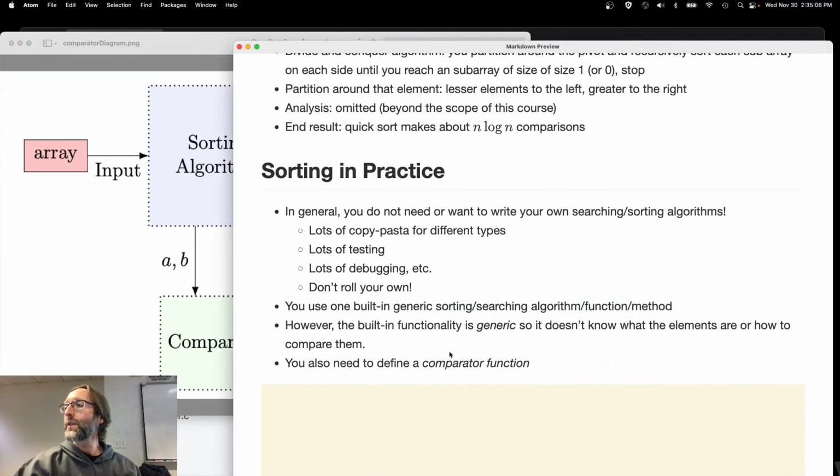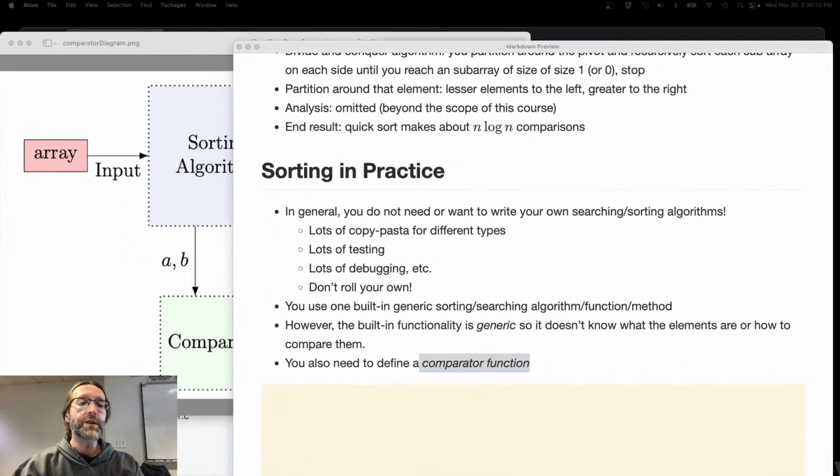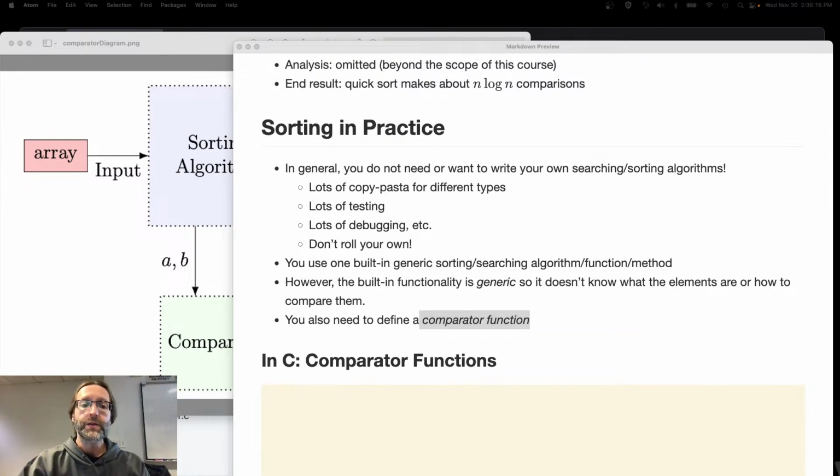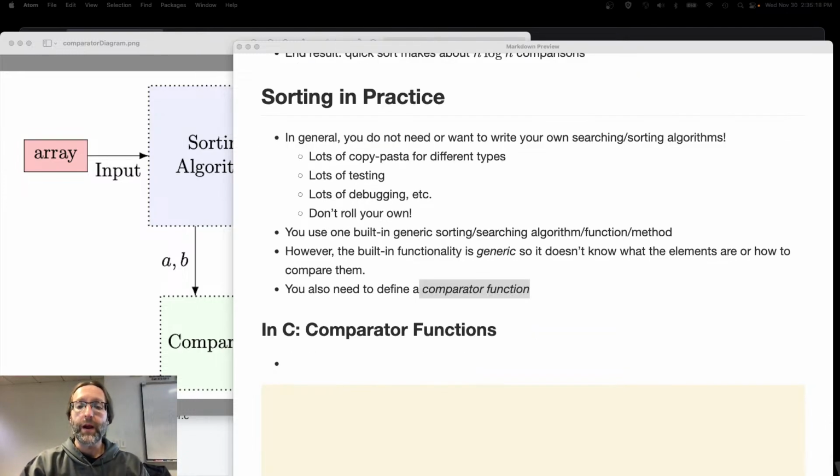In the C programming language, that's called a comparator function. A comparator function has a very specific pattern and a very specific signature. So, comparator functions. A comparator function is a function that compares two things. And I'm emphasizing, I'll super emphasize it, they are things, right?